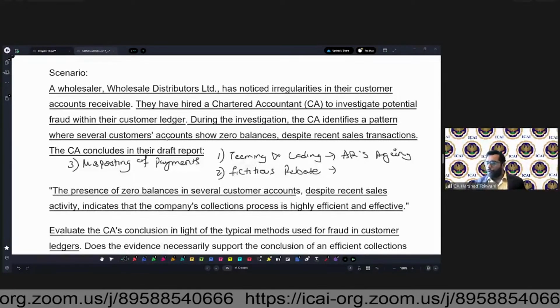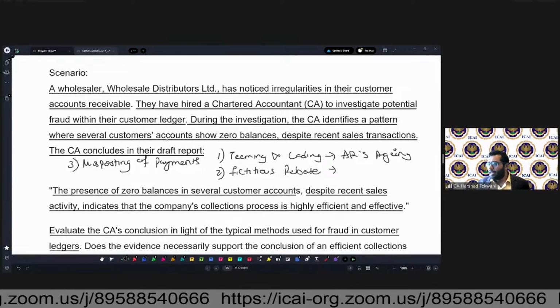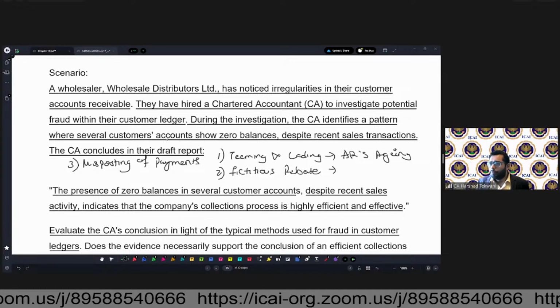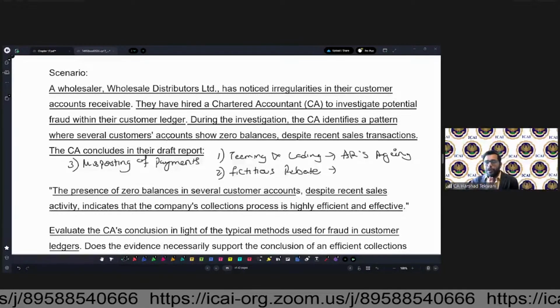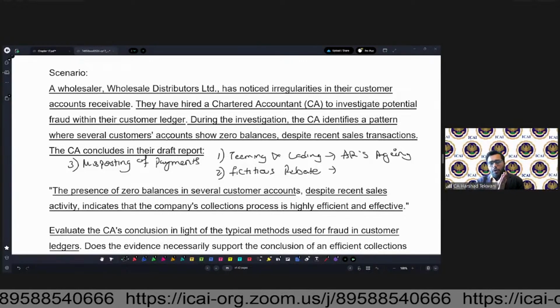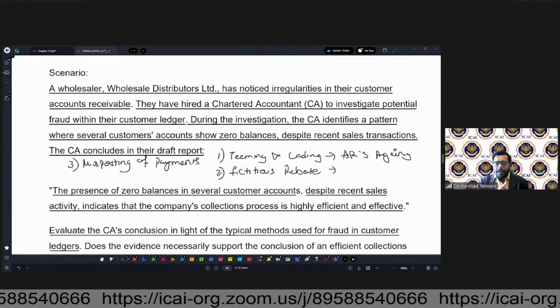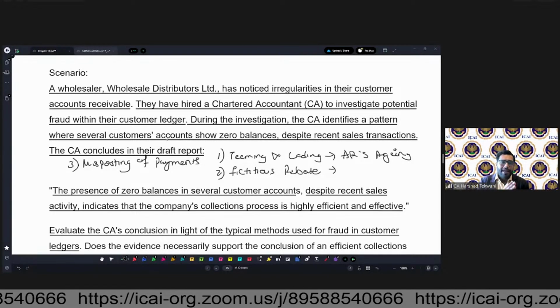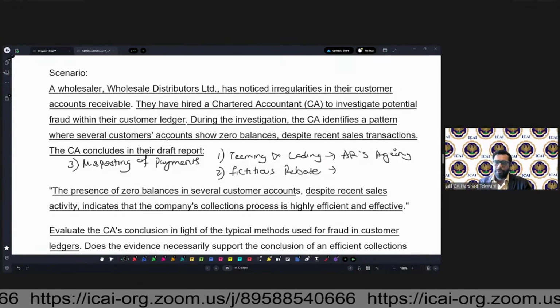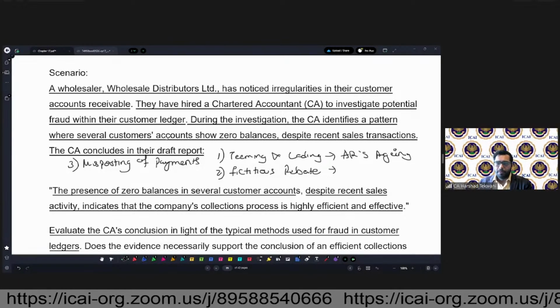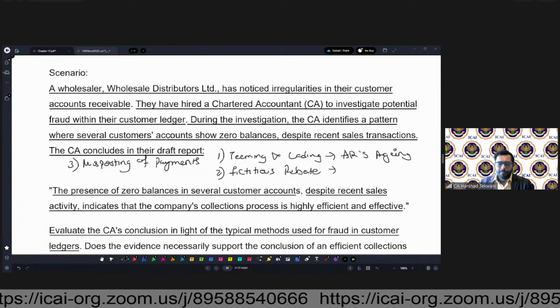Okay. If no further doubts, then basically I want to show you one video with respect to one conversation wherein the team is discussing a forensic accounting case. And on the basis of this, we will do a further discussion. Let me see if that is feasible.